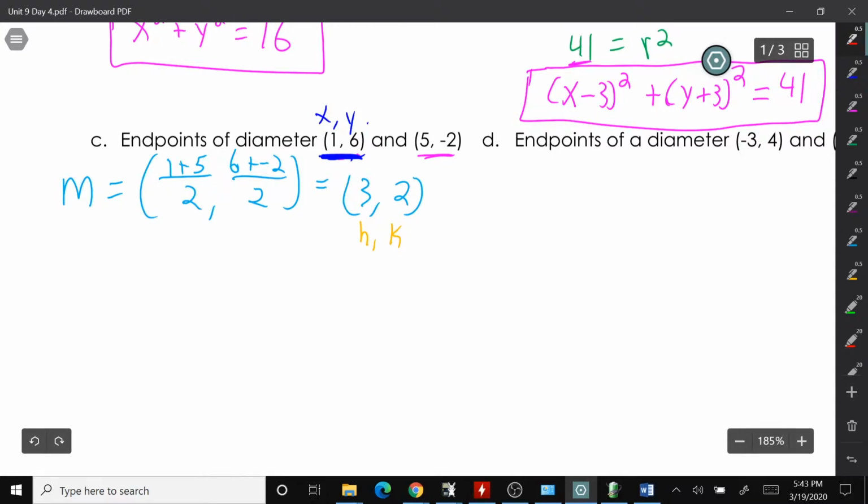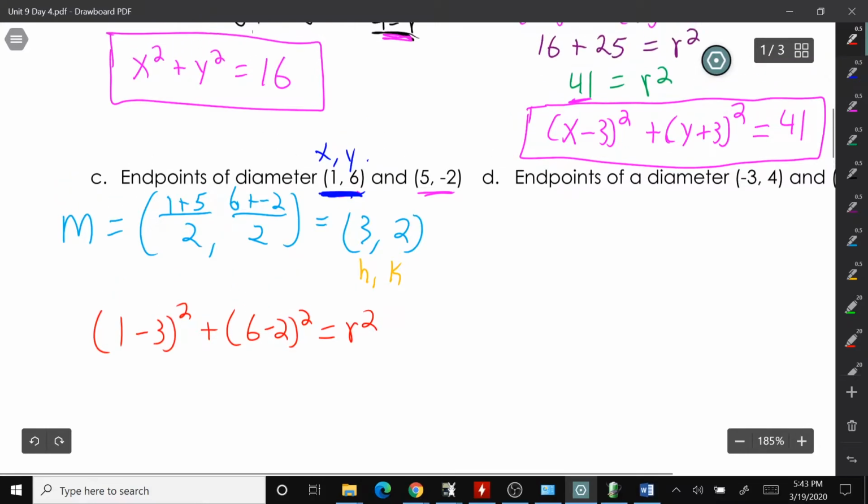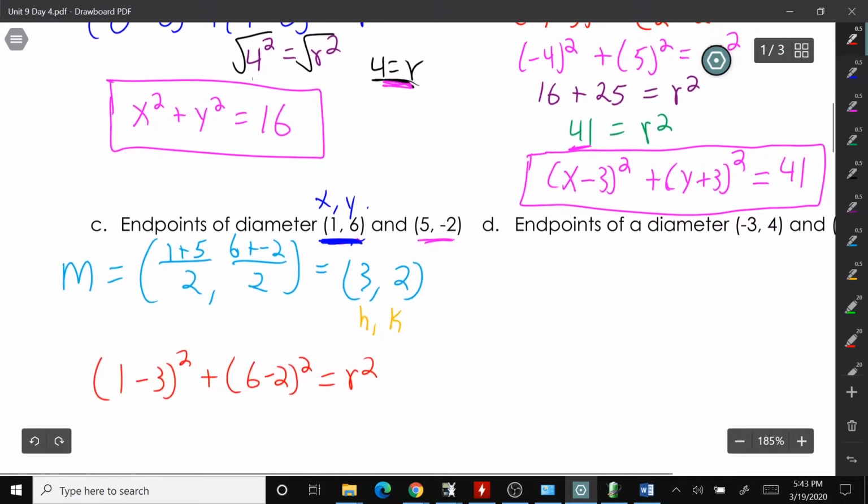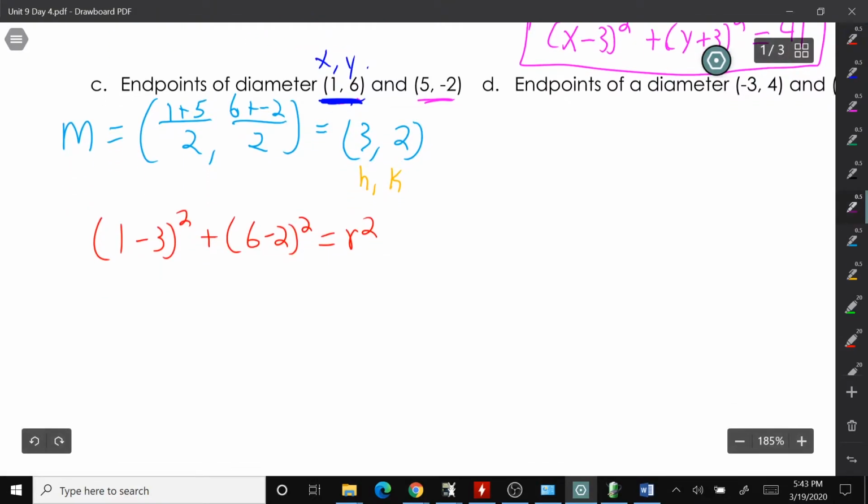So our equation of the circle is x, 1 minus h, which is 3 squared, plus y, 6 minus 2 squared equals r squared. Again, I'm just using this equation right here and plugging in my x, y, h, and k values. So 1 minus 3 is negative 2. Negative 2 squared is 4. Plus 6 minus 2 is 4. 4 squared is 16. That equals r squared.